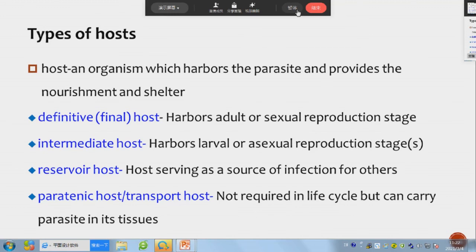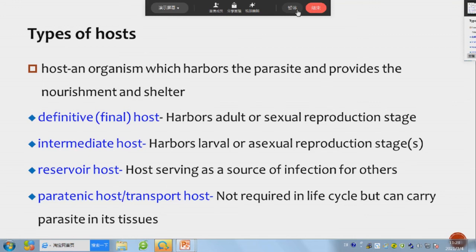So in the definitive host, intermediate host, and reservoir host, the parasites can replicate, or they are having reproduction and changes in these hosts. But some parasitic larvae infect some organism, maybe humans, maybe animals, and in these organisms they can't develop, can't change their morphologies, and can't replicate. That belongs to the unsuitable host. But the previous three can get changes or replication, so they belong to the suitable host.